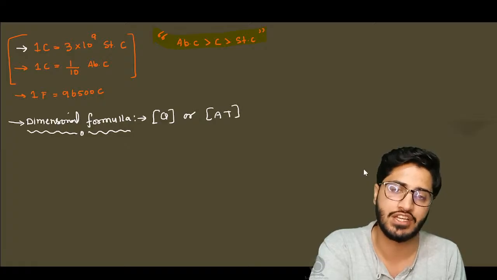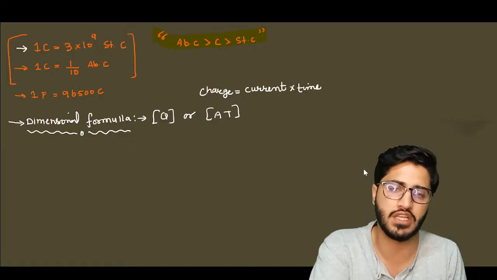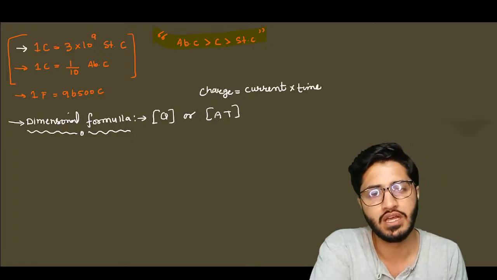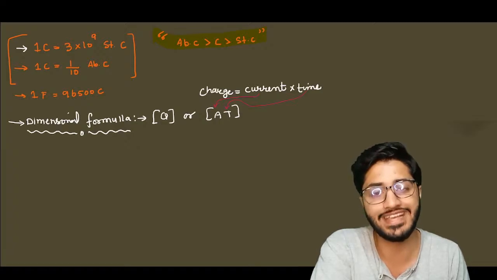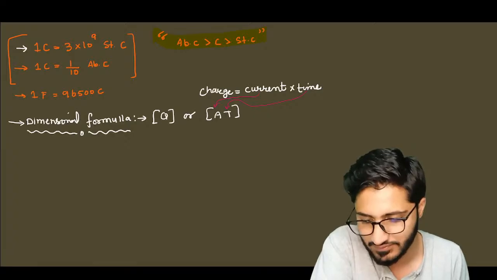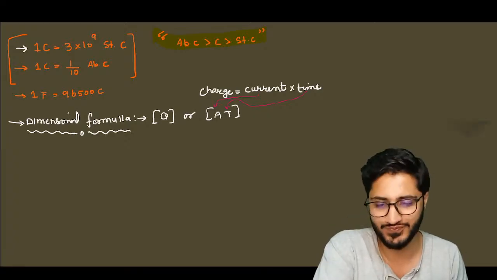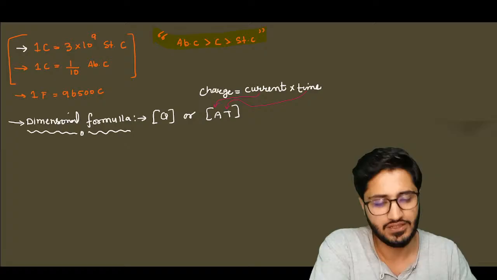As we know, charge is equal to current into time. Look at this equation: current is A and time is T. That's why we write AT also. Easy.